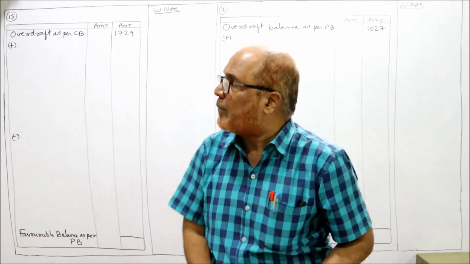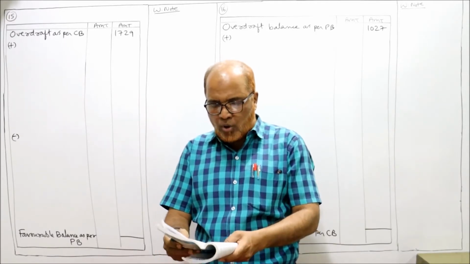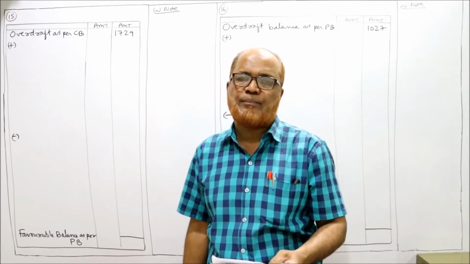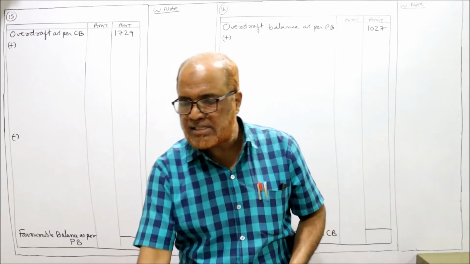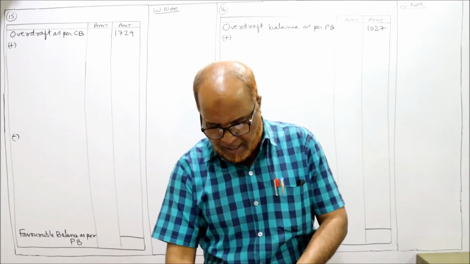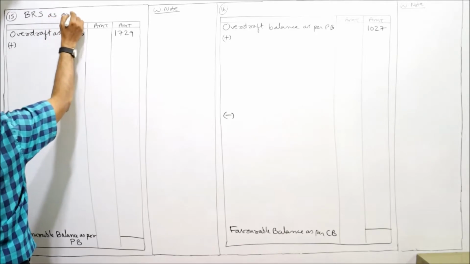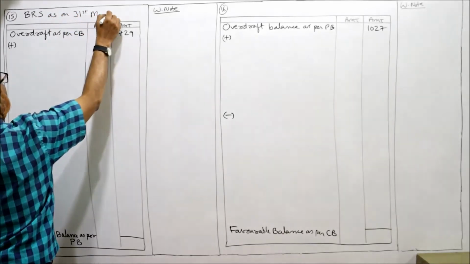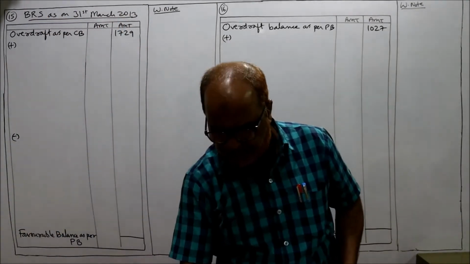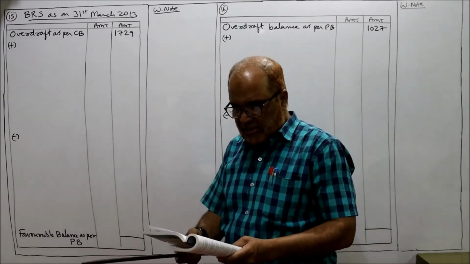Now I am starting problem number 15. The cash book of a trader showed an overdraft balance of rupees 1729. So our starting point is overdraft as per cash book. I am writing here BRS as on 31st March 2013. So the overdraft balance is given. How much is the overdraft as per cash book? 1729. Now what are the discrepancies here?